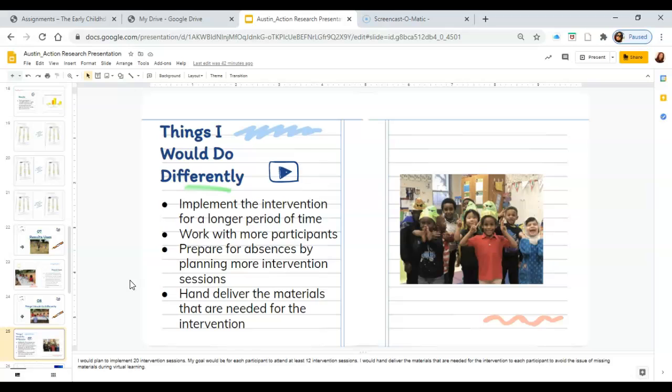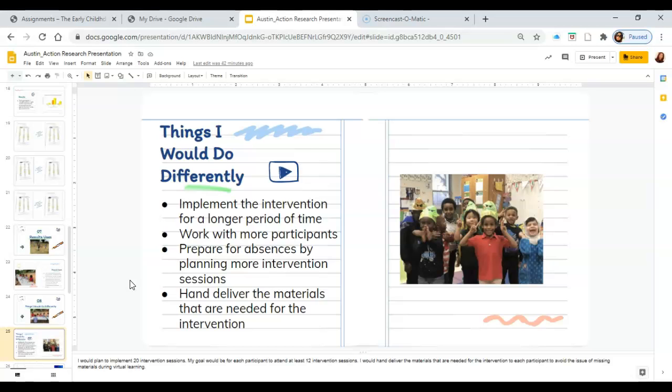Okay, things I would do differently. I would implement the intervention for a much longer period of time. I would work with more participants. I only worked with 3 during this study, so it's hard to apply it to other kindergartners because it was only 3 participants.